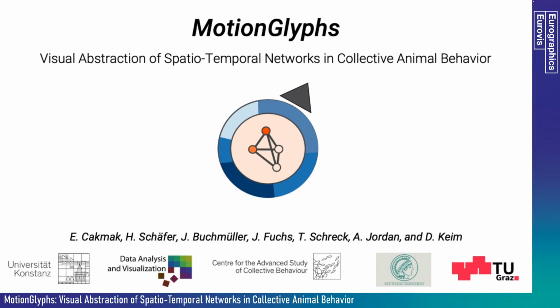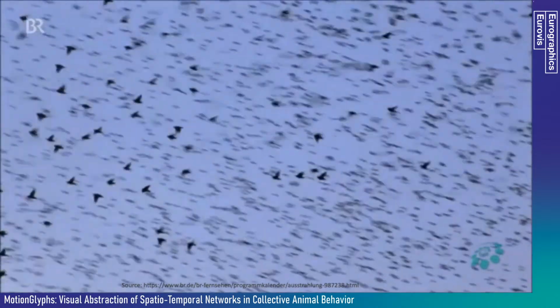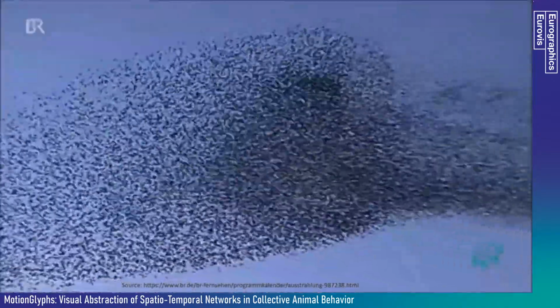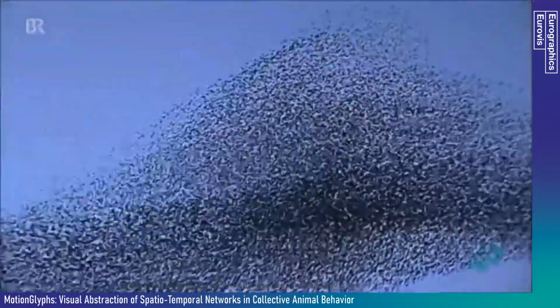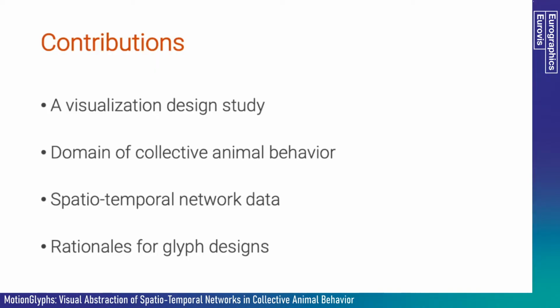Hello everyone, welcome to the presentation of motion glyphs, a visual design which allows to explore dense spatiotemporal networks in the field of collective animal behavior. Let me start by giving you some background information. Collective animal behavior is a fascinating phenomenon appearing in many forms in nature. Prominent examples are the collective movement of fish schools, insect swarms, or flocks of birds. There is ongoing research in the field of biology to explain the mechanisms by which such collective group patterns emerge in these natural systems. In this work, we present a visualization design study in the field of collective animal behavior.